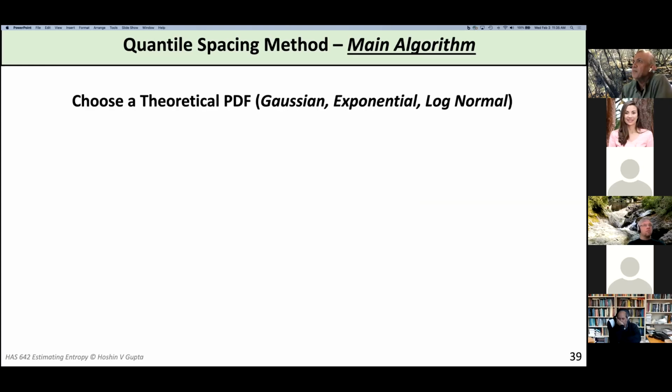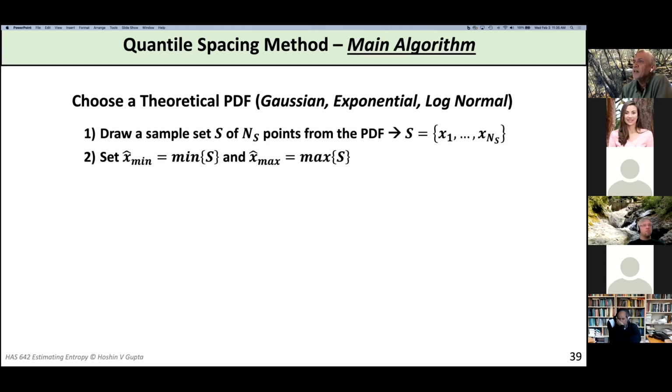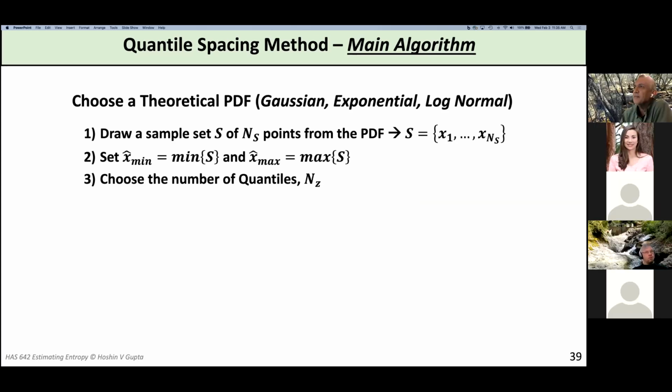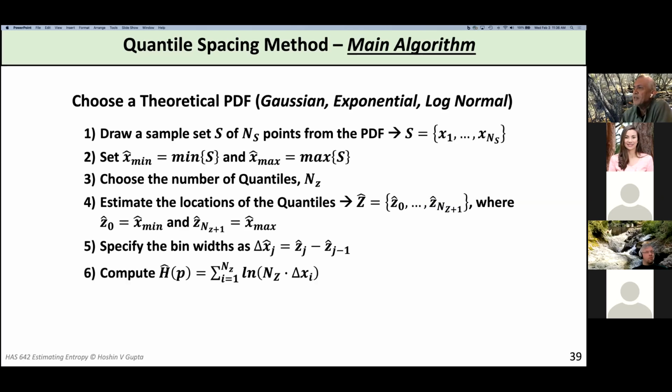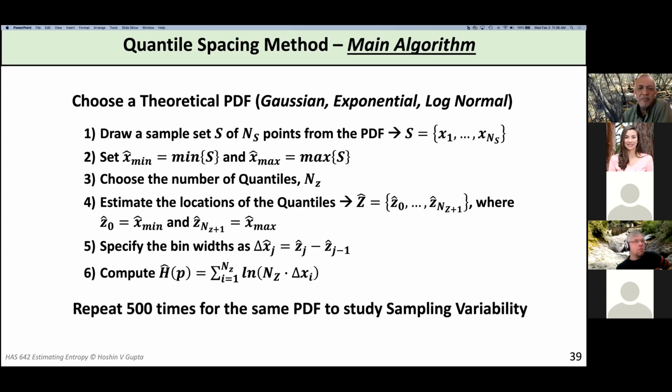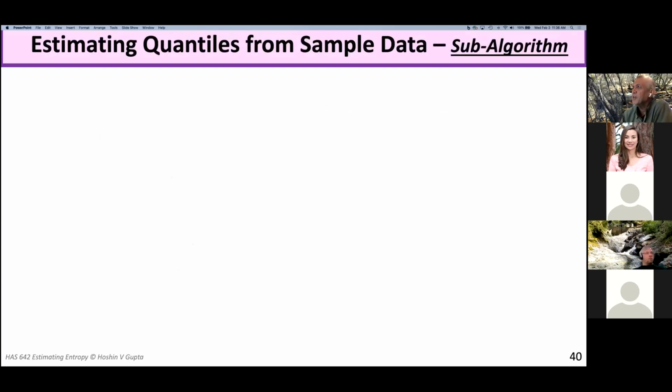So here's the method that we implemented. Choose a theoretical PDF, draw a sample set, again, to be fair, setting the minimum and maximum to the minimum and maximum from the sample. Choose a number of quantiles. That's analogous to choosing a number of bins. Estimate the locations of the quantiles using a method I will show you in a minute. It's a very simple, naive method. Set the 0 and n+1 quantiles to be the min and max. Specify the bin widths from the quantiles, and then use this equation. Repeat 500 times to study sampling variability.